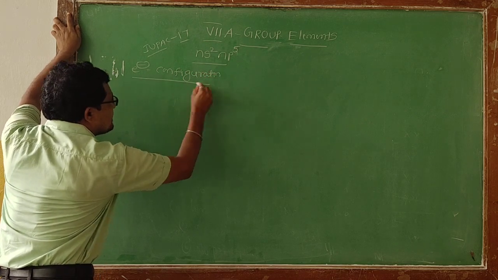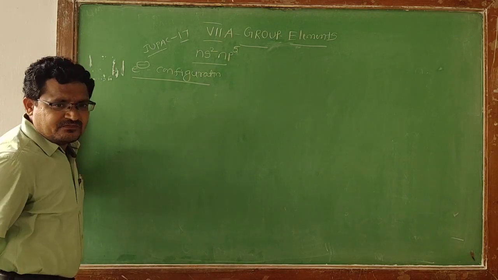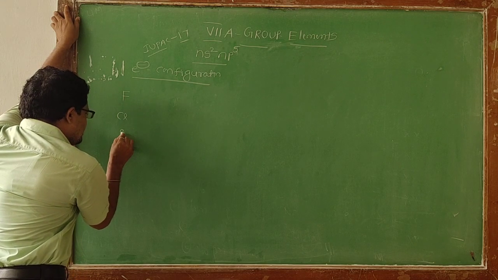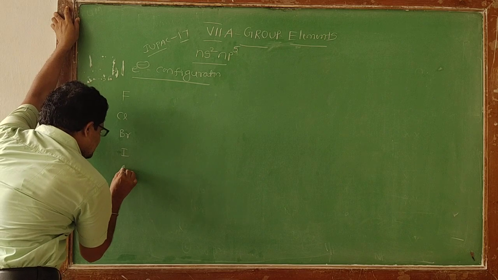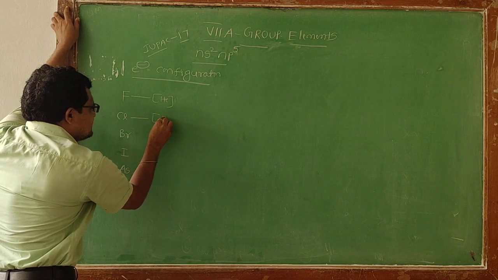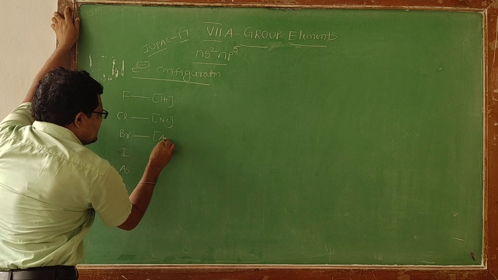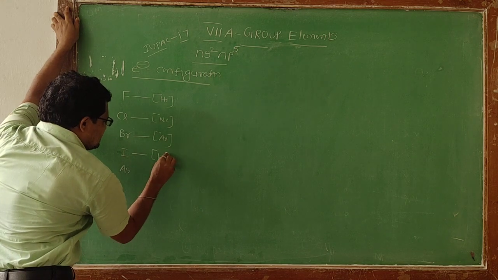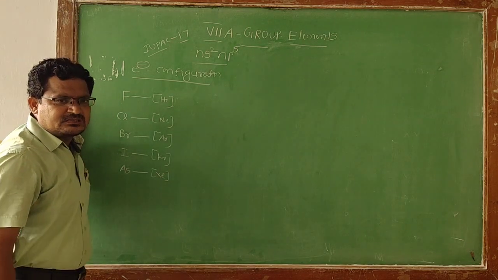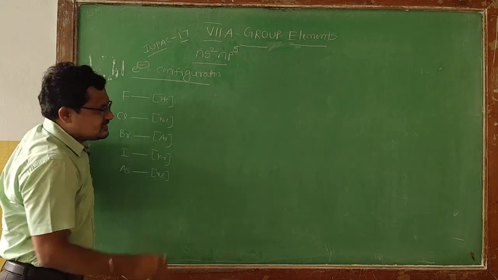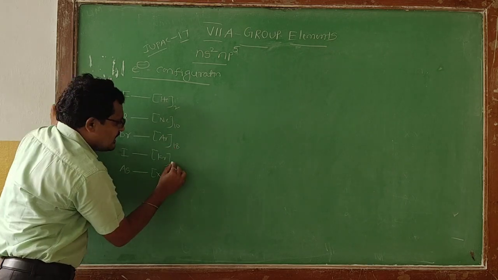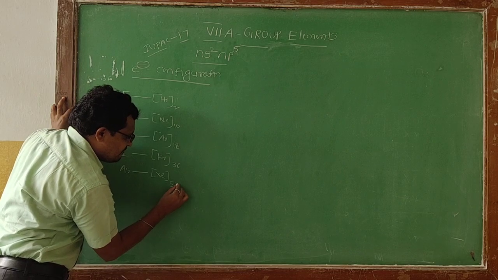The 7th group element electronic configuration is ns2 np5. Here, the elements are fluorine, chlorine, bromine, iodine, astatine. Now again, take helium, neon, argon, krypton, xenon. In the previous class we discussed that helium atomic number is 2, neon 10, argon 18, krypton 36, xenon 54.